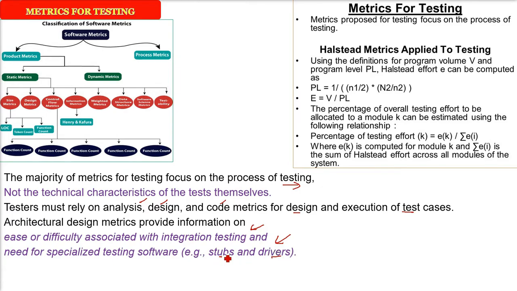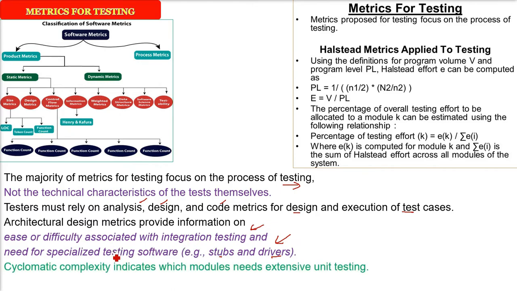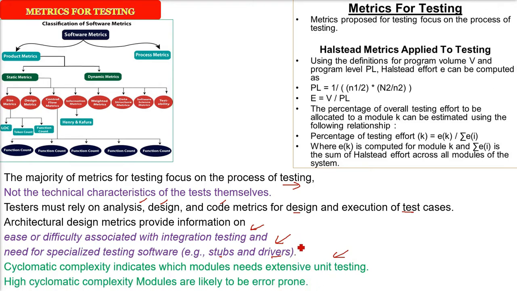Along with this, the architectural design metric gives certain more things. The cyclomatic complexity also will give you how extensive the unit testing has to be. If you have high cyclomatic complexity, likely the module is error prone.